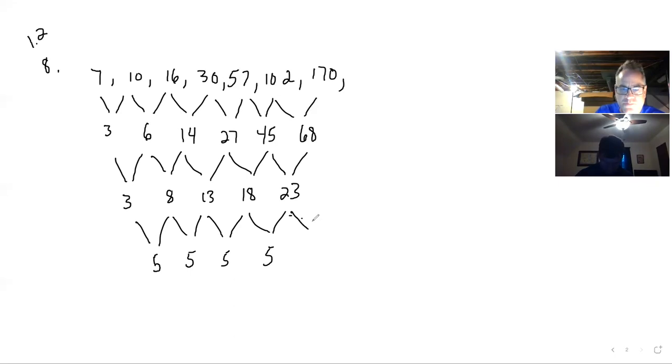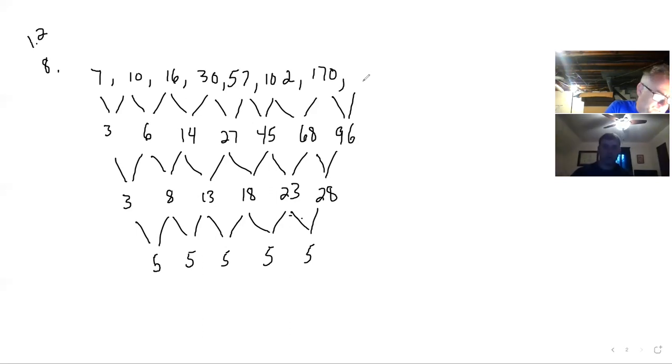Then we'll build backwards, assuming that the next term is 5. I'm going to go 5 plus 23, and that would be 28. 28 plus 68 is 96. And 96 plus 170 is 266. That would be the 8th term. Questions on that one?